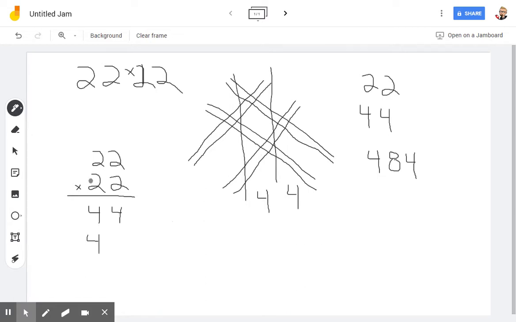But to understand how this works, this is not 2, but this is actually 20. This is 2 tens. So 2 tens times 2 is actually 40. We learned to write it over to the left a little bit. It's really 40. So we really just wrote 40. And then 2 tens times 2 tens is 400. But because of the way the algorithm works, we've learned to just write it here. So we just added 400 to 40.